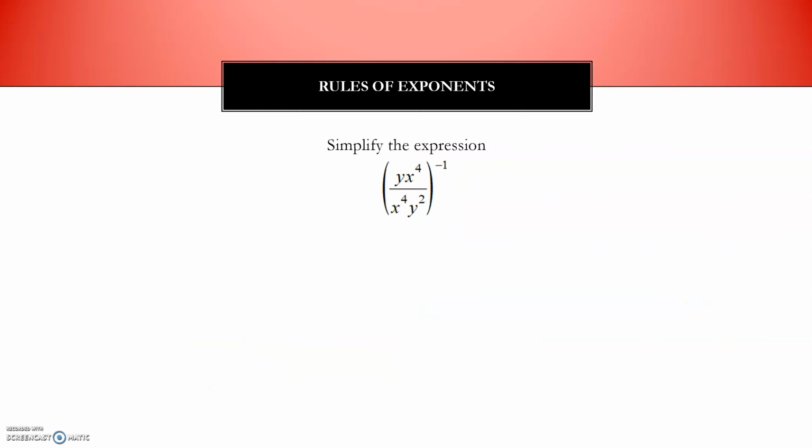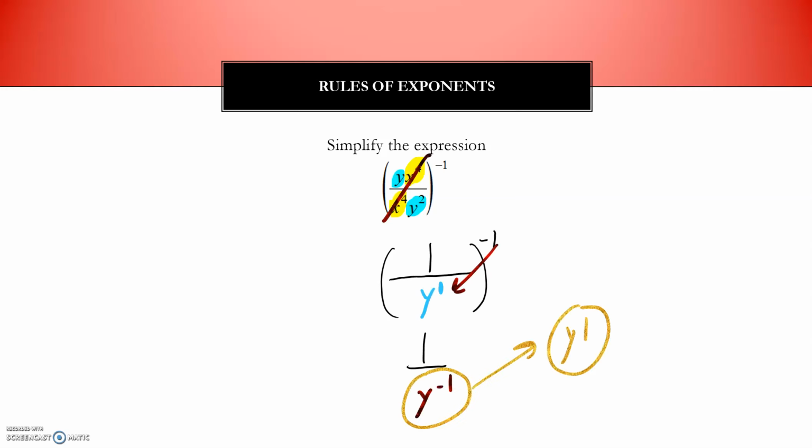Okay, go ahead and do this one. The answer here is quite simply y to the 1. So in this one, the two x's in our first expression canceled. Something divided by itself is 1, cancels, goes away.